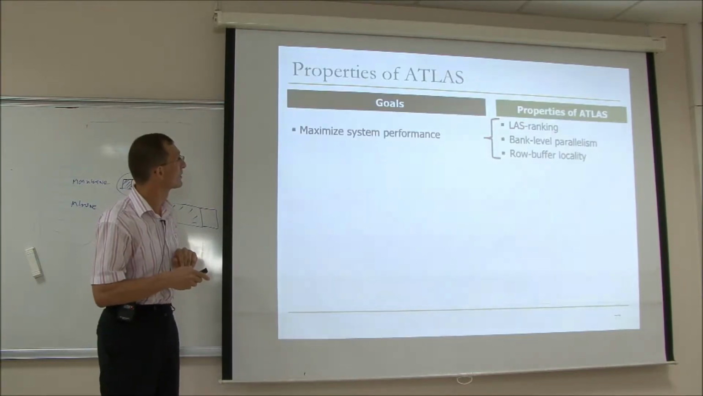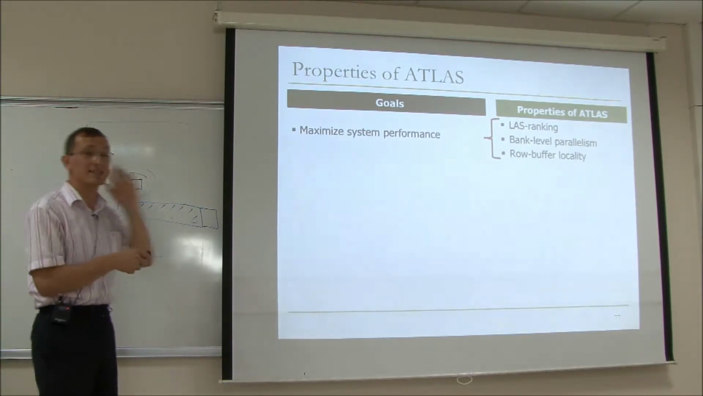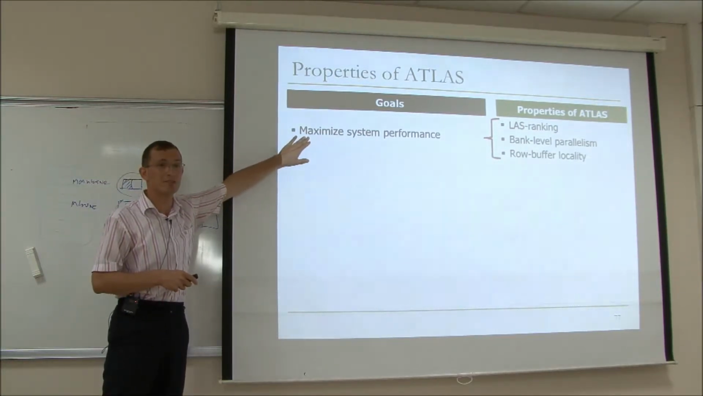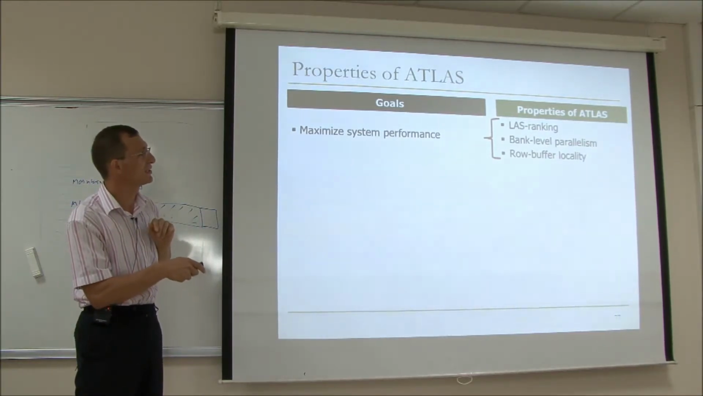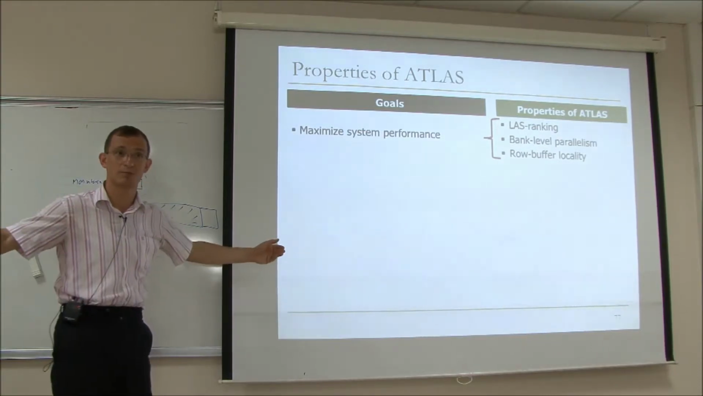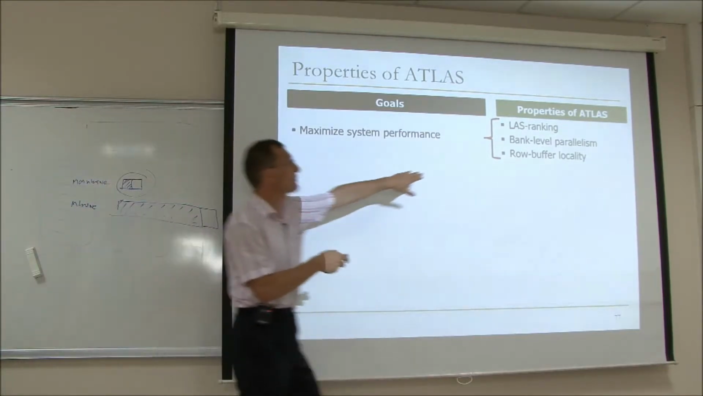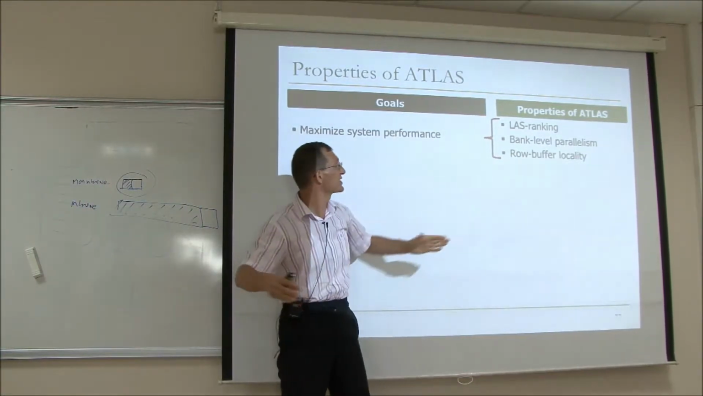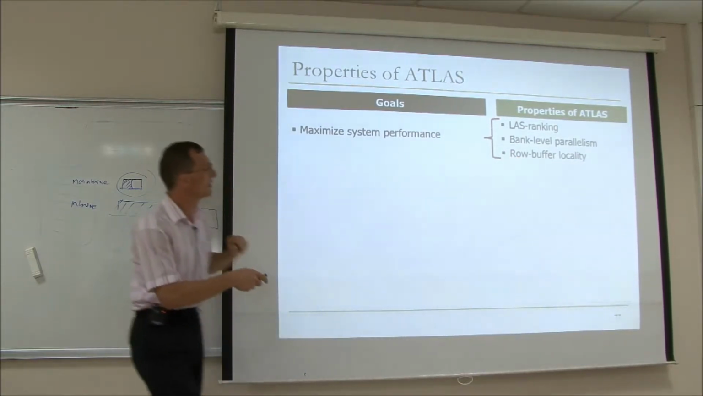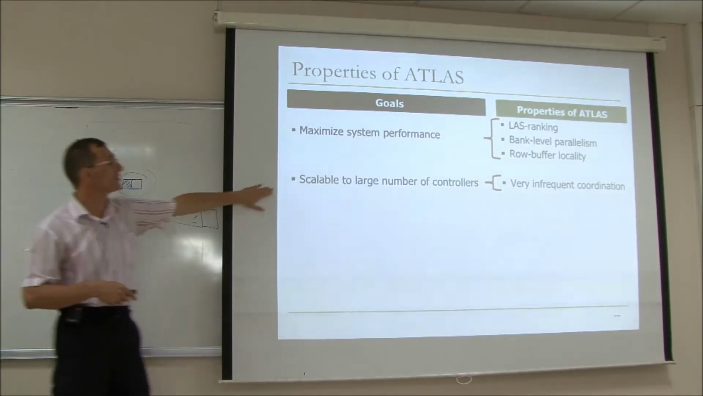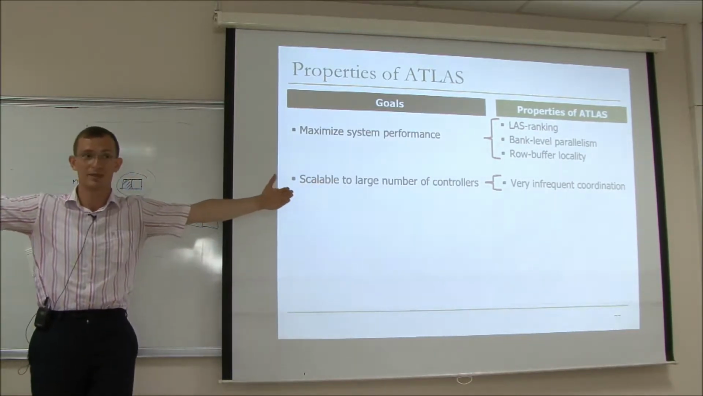Okay, so what are some of the properties of what I've described? We had several goals. We wanted to maximize system performance, and there are several properties of Atlas that try to do this. Least attained service ranking tries to maximize system performance by minimizing the amount of time the system spends on memory episodes. Preserving bank level parallelism is enabled by ranking the threads, and we try to preserve locality as best as possible by prioritizing row hits over others. This is scalable to a large number of controllers because it requires very infrequent coordination because of the long quantum, as I discussed. And it's configurable by system software.